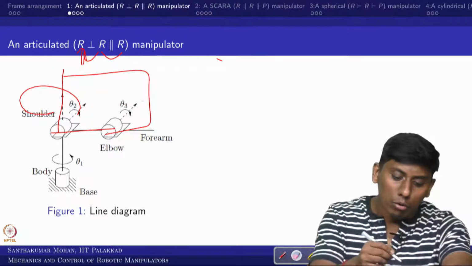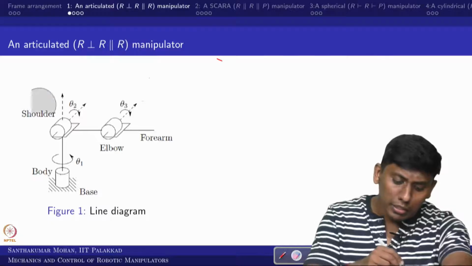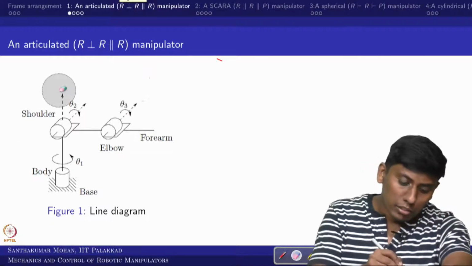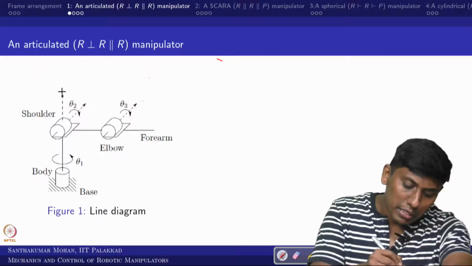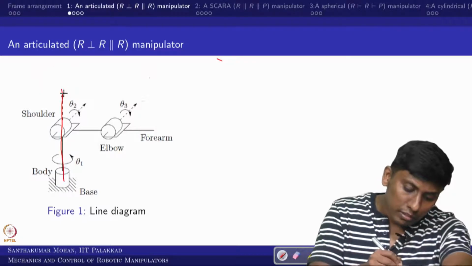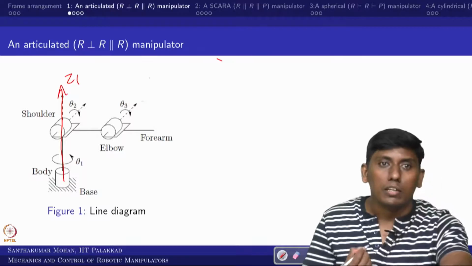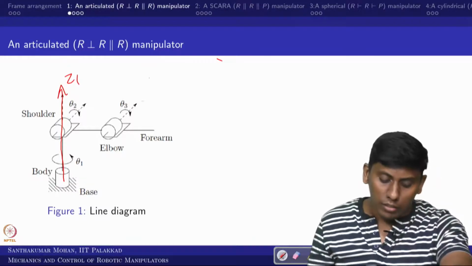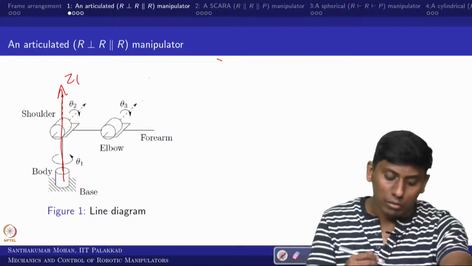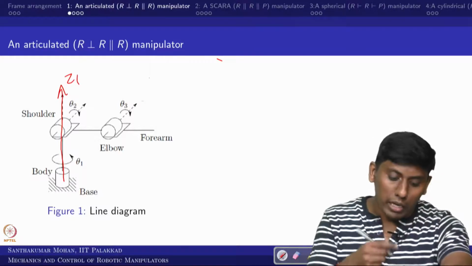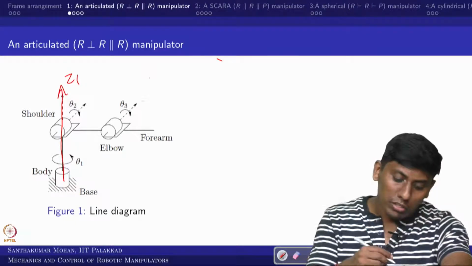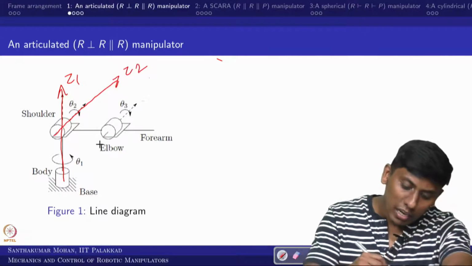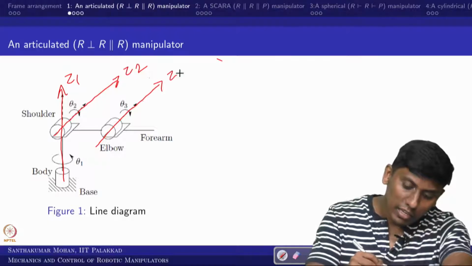Now we will see how to fix the frames. What one can see is that this would be your z1 axis, because the first rule says the joint axis is supposed to be the z axis. Here this is the first joint, so I fixed the positive direction as given. So this is the z1 axis, this is the z2 axis, and this is the z3 axis.